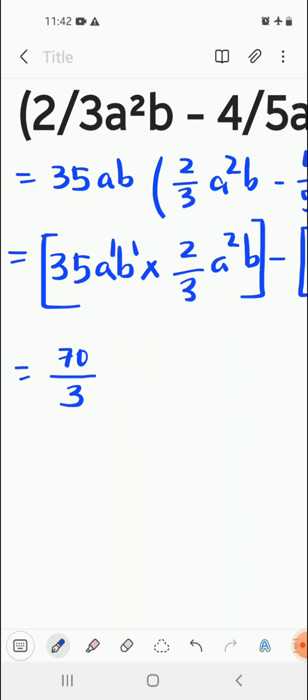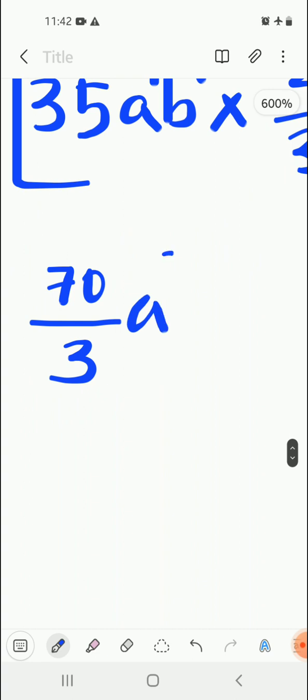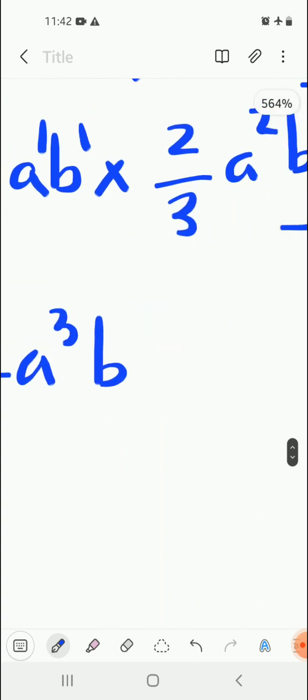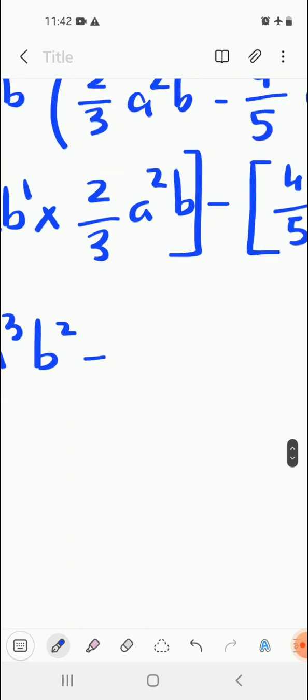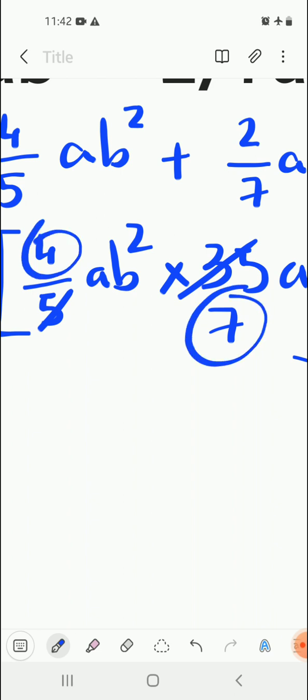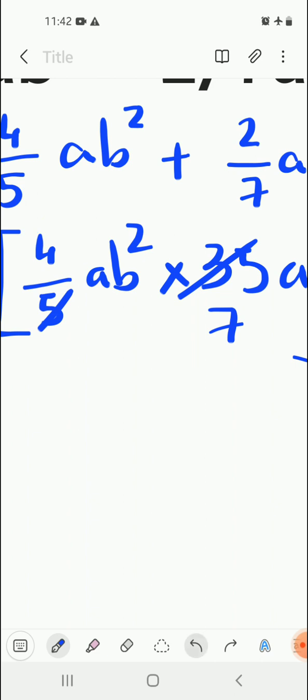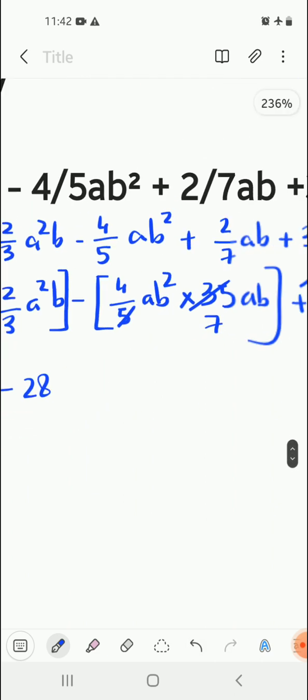So add the powers. A to the power 1 and a square becomes a cube. B also to the power 1 and b becomes b square. This is done. Put the minus sign, move to the next one. 5 and 35 get cancelled, becomes 7. So it is 4 into 7, 28. So we're going to write 7 4s are 28.